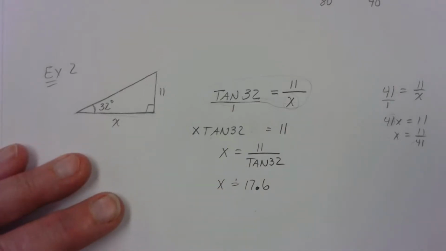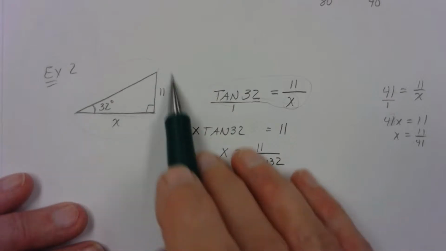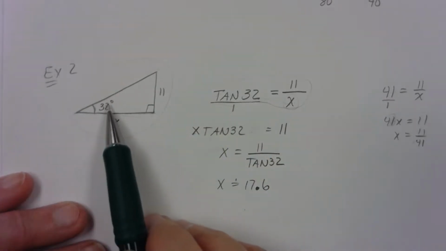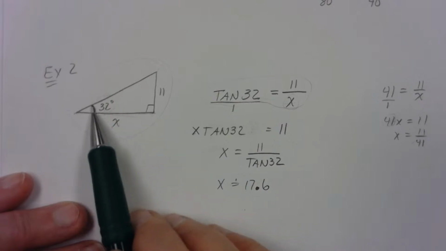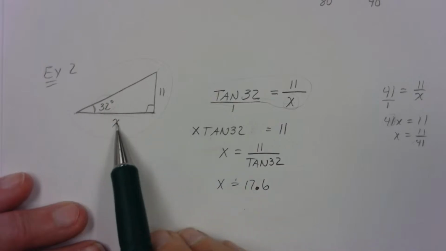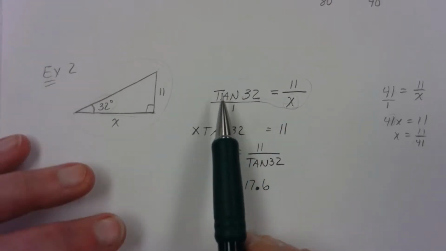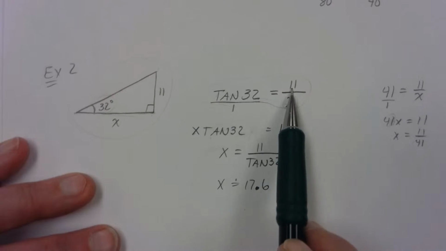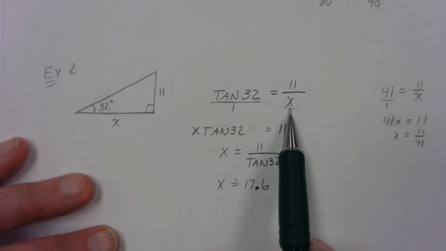So let me go over it again. We had this diagram, and it said find x. That's all it said. So we got to look at these, and you say, with respect to this angle, if I'm looking at that angle, what I have is an opposite and an adjacent. So I'm going to choose tangent. That's all we're doing today anyway. So you write the tangent of the angle equals the opposite side 11 over the adjacent side x.